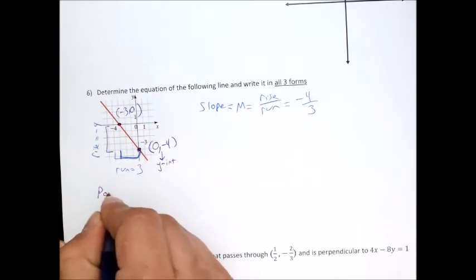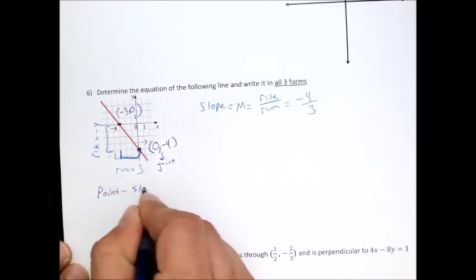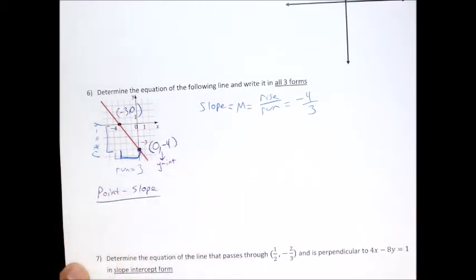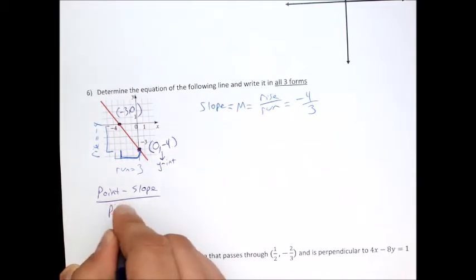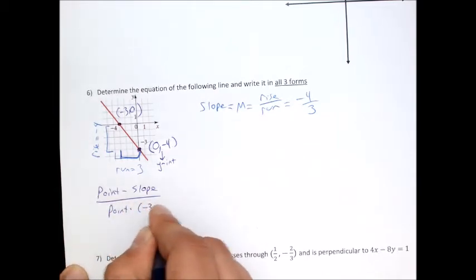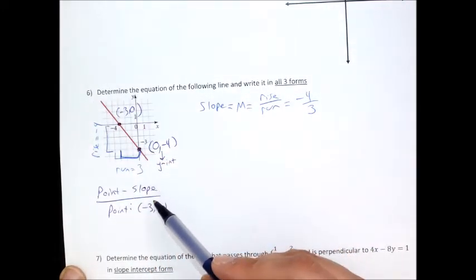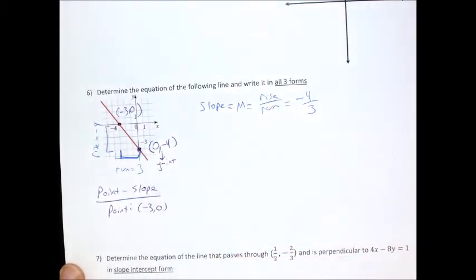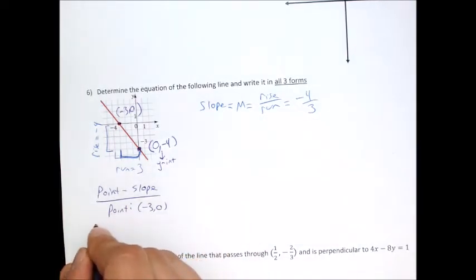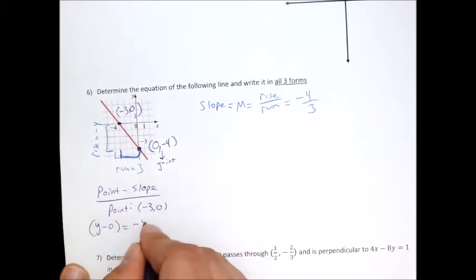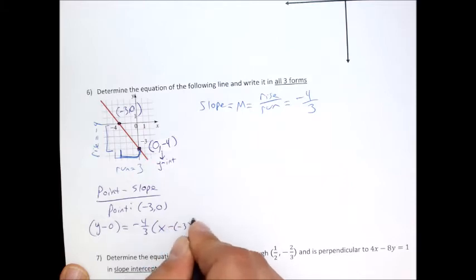So then point slope, right, it's all in the name. We need a point and we need a slope. I'm going to use the point minus 3, 0. But you can use any of the points on that line, on that graph. Just make sure it crosses one of the intersection points so it's a whole number. But at minus 3, 0, it would be y minus 0 equals the slope times x minus x.